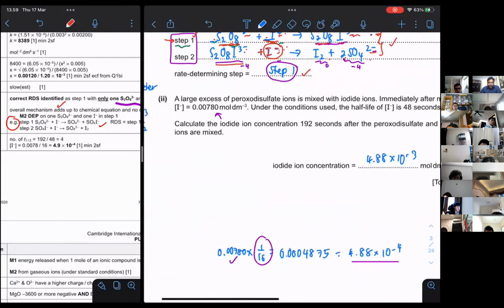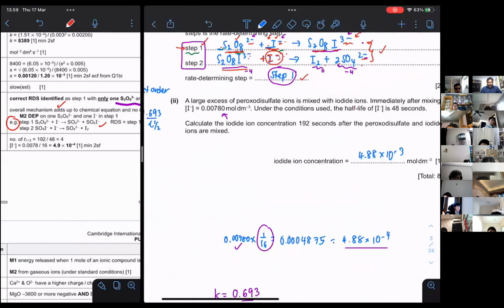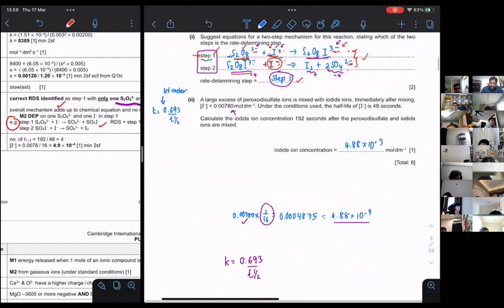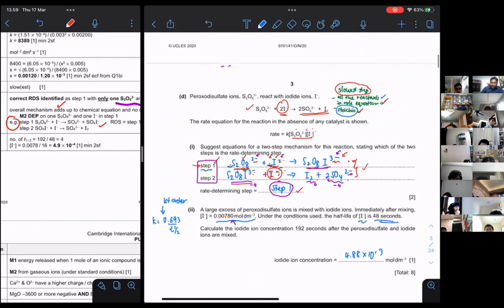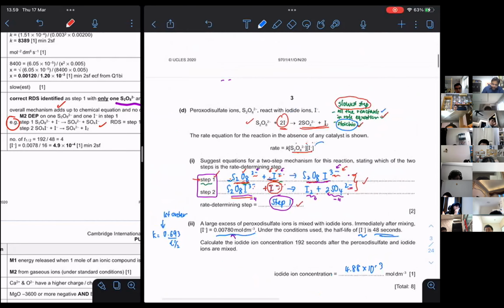Now they say that a large excess of peroxydisulfate ions is mixed with iodide ions. Immediately after mixing, they have this initial concentration. Under the condition used, the half-life is 48 seconds. The moment you see or hear the word half-life, it is constant whenever it is a first order reaction. Please remember that. So for I minus, you check again, this is a first order reaction. So the half-life is going to be constant.